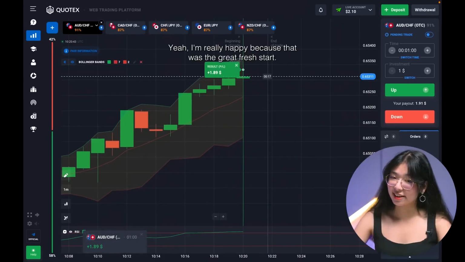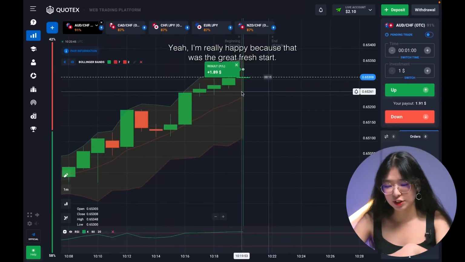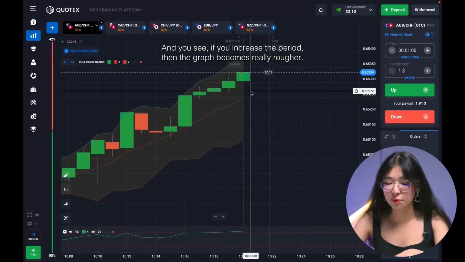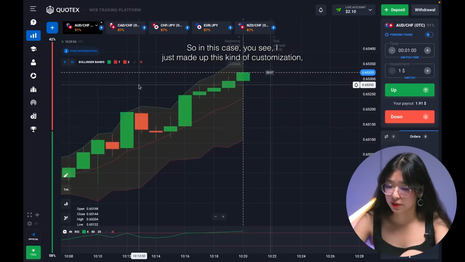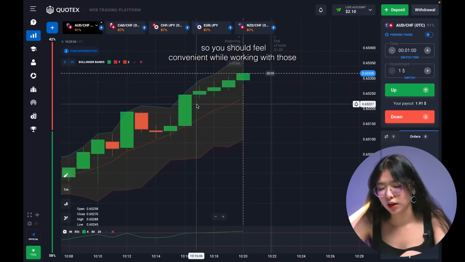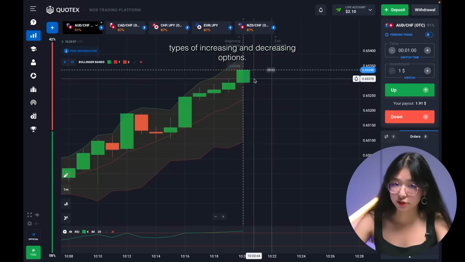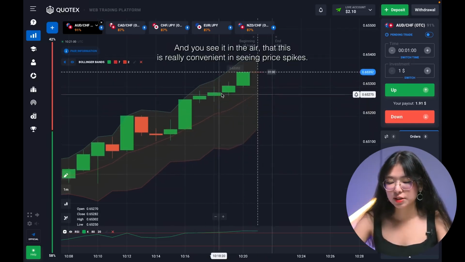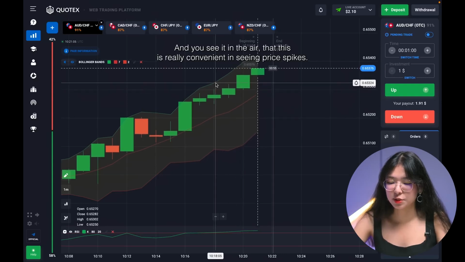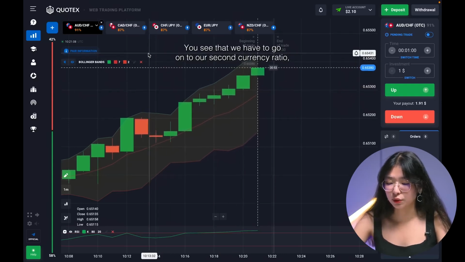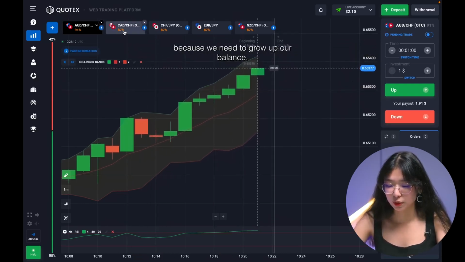And guys, I'm really happy because it was a great fresh start. You see, if you increase the period then the graph becomes rather smooth. In this case I made this kind of customization just to feel convenient while working with those types of increasing and decreasing options. As you see, it's an area that is really convenient and clear price-wise, and we have to go to our second currency pair because we need to grow our balance.